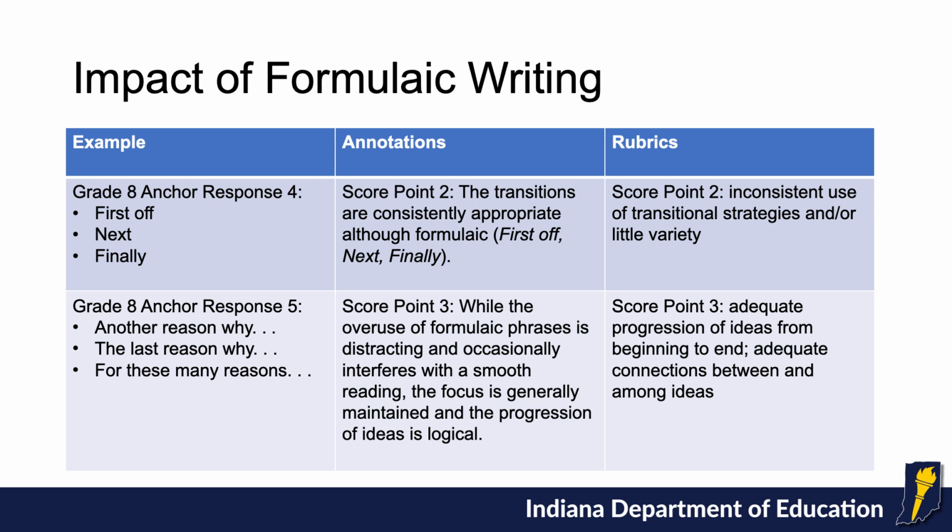In the first example, from a 2-point annotation, formulaic transitions are consistently appropriate but provide little variety. In higher score points, responses incorporate variety to clarify relationships between and among ideas. In the second example, from a 3-point annotation, overuse of formulaic phrases distract and interfere with a smooth reading. In a higher score point, responses have strong connections between and among ideas with some syntactic variety.